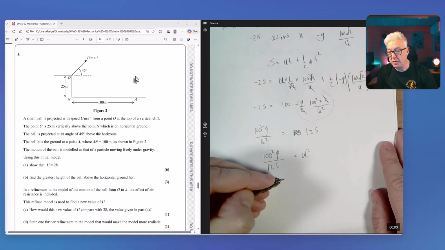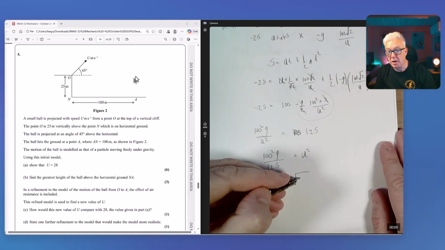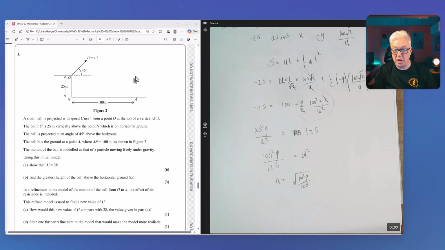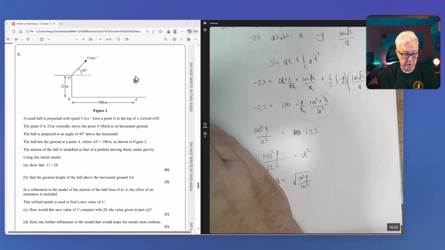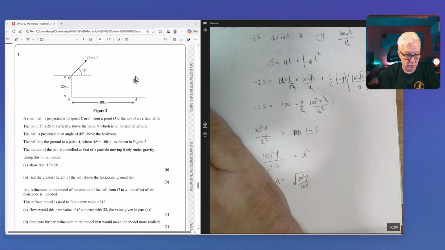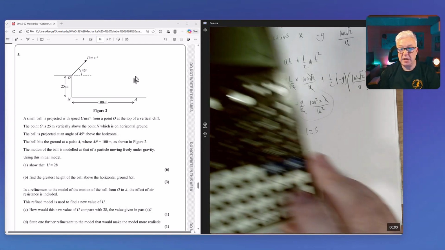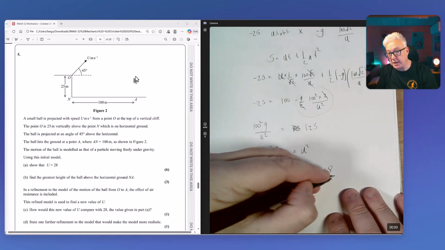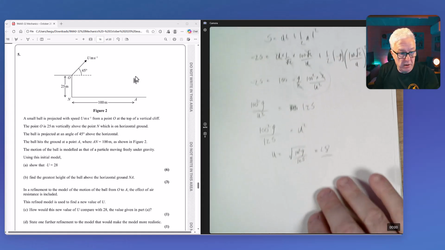So therefore u is equal to the square root of 100 squared g over 125, which we're hoping is going to be 28 when we work this out. So the square root of 100 squared times 9.8 over 125 is equal to 28. So that's good news. So u is equal to 28, and that is part A of the question done.